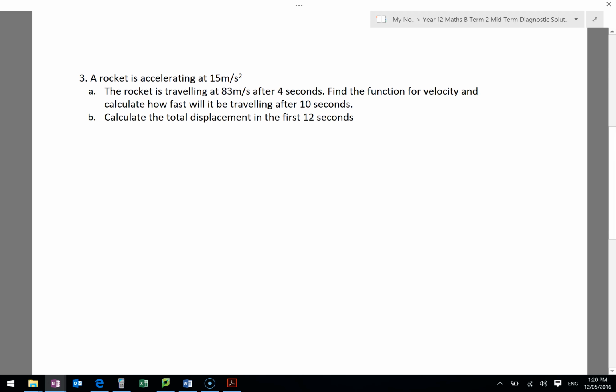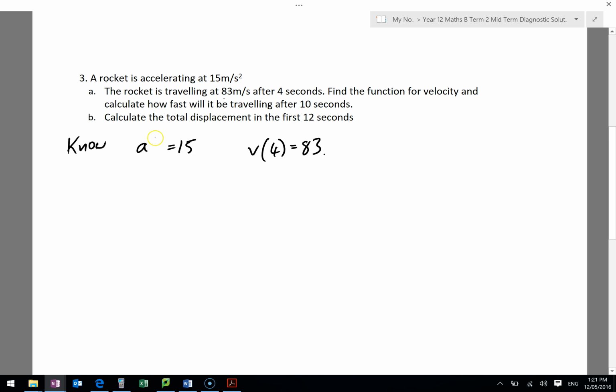Okay, final one to do with displacement. A rocket is traveling at 15 meters per second squared. Let's write down some of the things that we know. There's a lot of data here. So the acceleration is 15. A rocket is traveling at this speed after 4 seconds. So the velocity after 4 seconds is 83. Those are the things that I know.